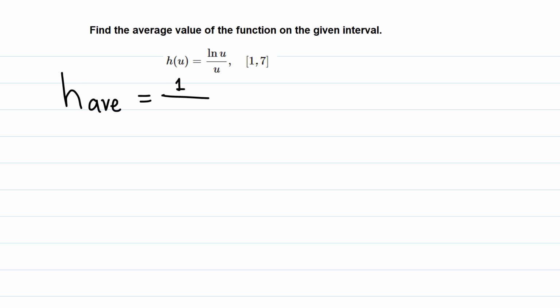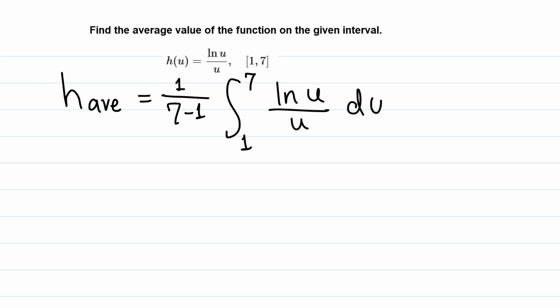1 over (b minus a). So we just divide the whole integral by a number which is 7 minus 1, 6, or multiply by 1 over 6 something. 7 minus 1, we are going from 1 through 7 of this function, natural log of u over u with respect to u.